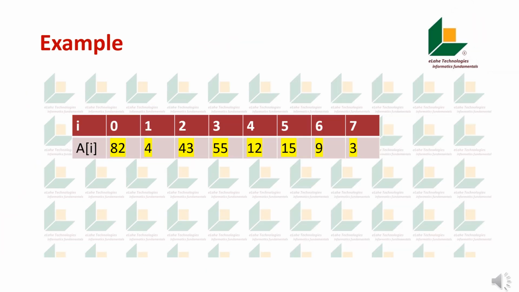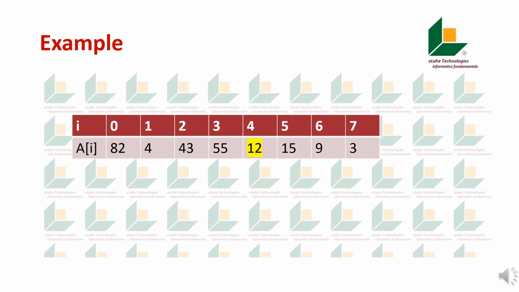Let us look at an example. 82 is a leader, since it is greater than all integers to its right. 4 is not a leader, since it is less than 43. 43 is not a leader, since it is less than 55. 55 is a leader, since it is greater than all integers to its right.